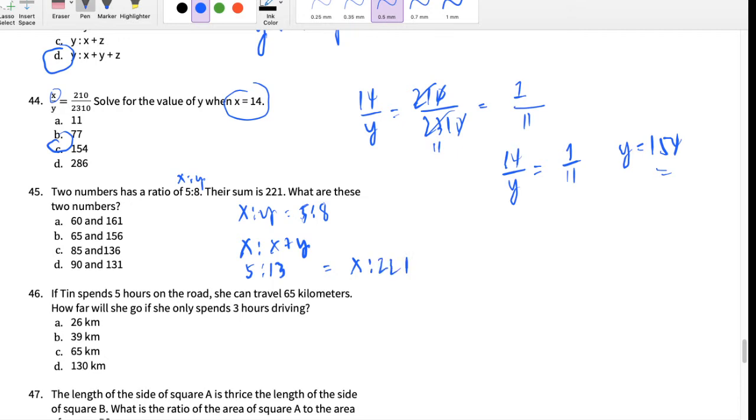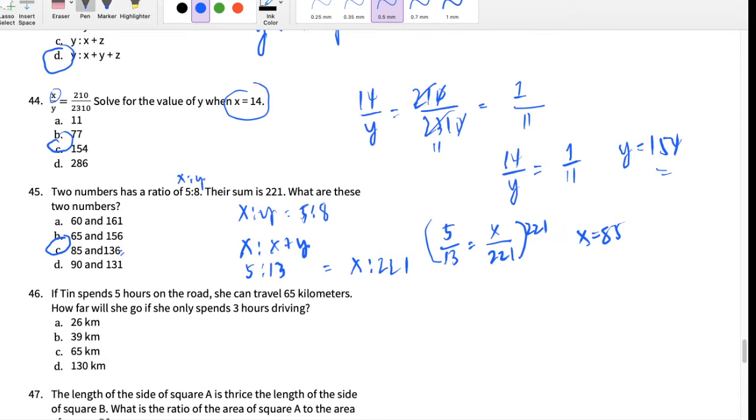So, you just have a direct proportion here. So, 5 over 13 is equal to X over 221. Okay? Multiply both sides by 221. Simplify, and you will get that X is equal to 85. Okay? So, you can use the same method to get the value of the other number, or you can simply subtract 85 from 221. The answer would be letter C. You will get 136 if you subtract. So, the two numbers are 85 and 136.